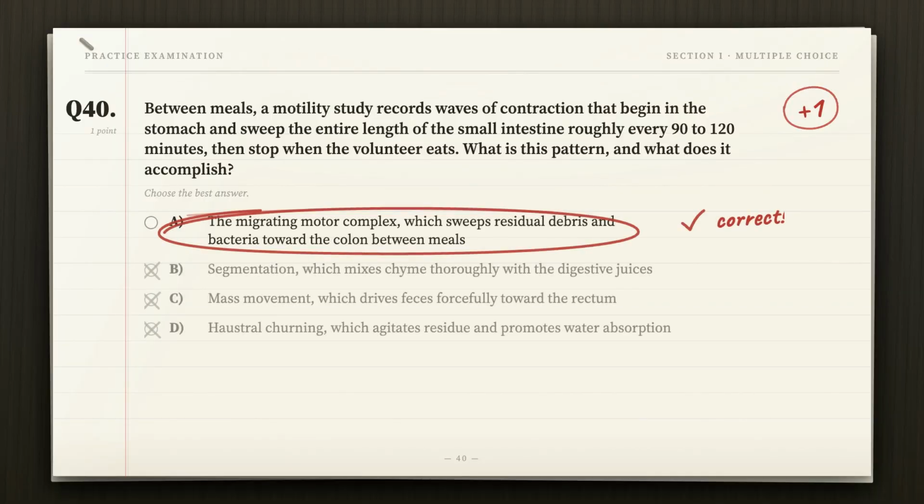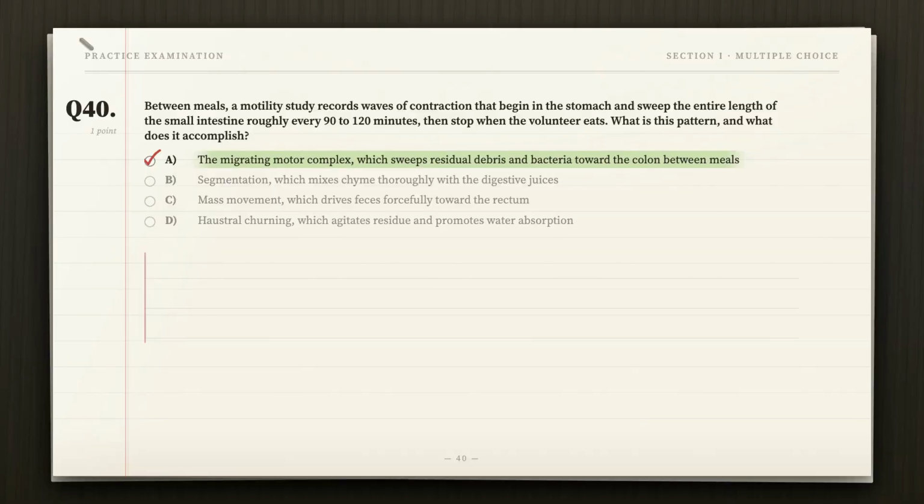The correct answer is A. The migrating motor complex, which sweeps residual debris and bacteria toward the colon between meals. A is correct because the migrating motor complex is the interdigestive housekeeping pattern.